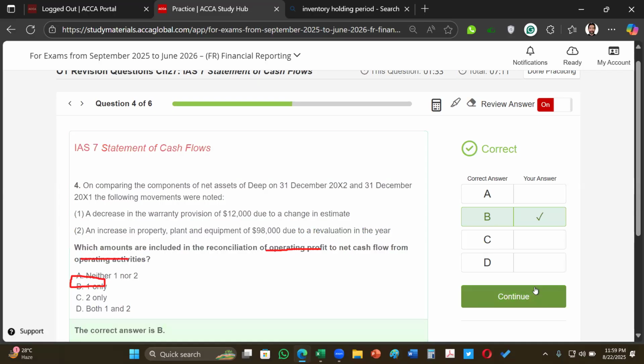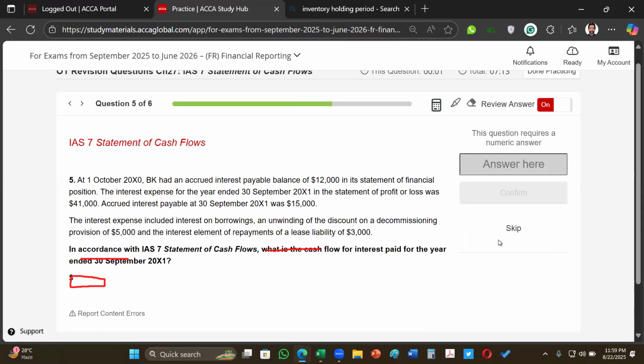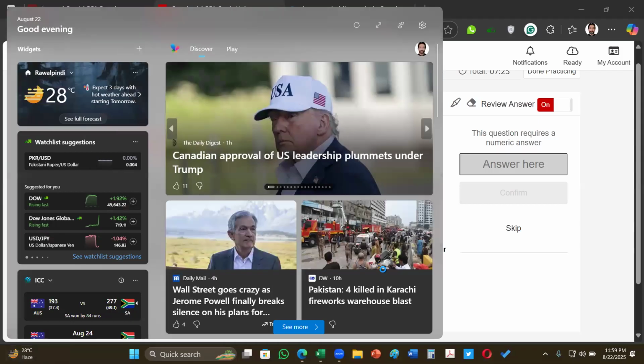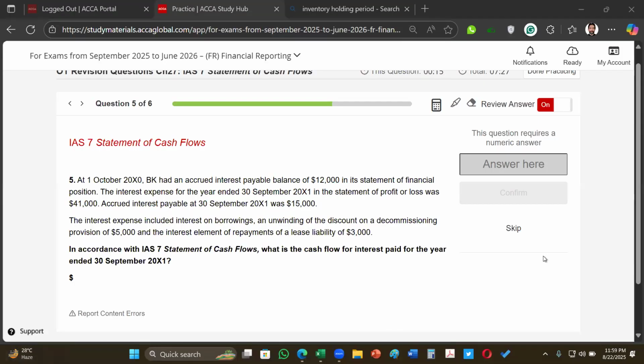Moving on to the next one here. Let's clear the drawings first. Okay, in accordance with IAS 7 statement of cash flows, what is the cash flow from interest paid for the year ended 30th of September 2021? So let's see. This is a good one. You people need to be careful about this one. It's a good question. We have to find out the interest paid. Okay, so interest paid that goes to the cash flow.